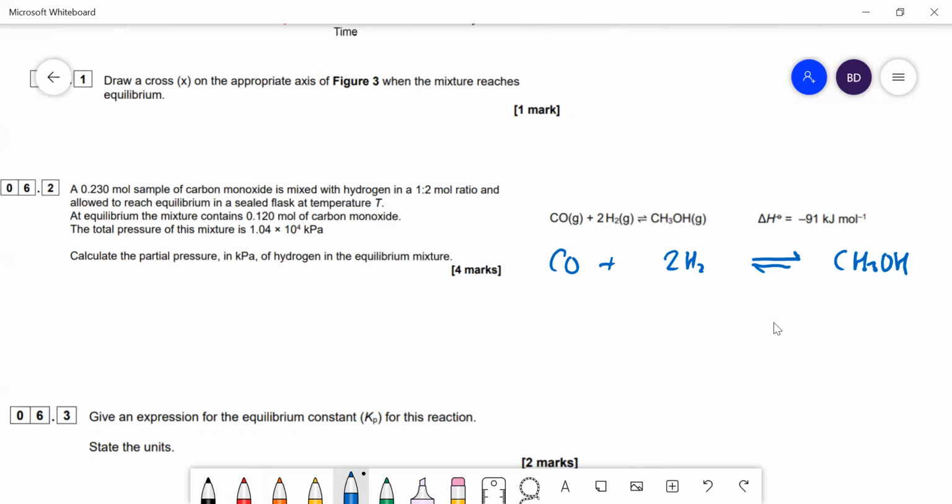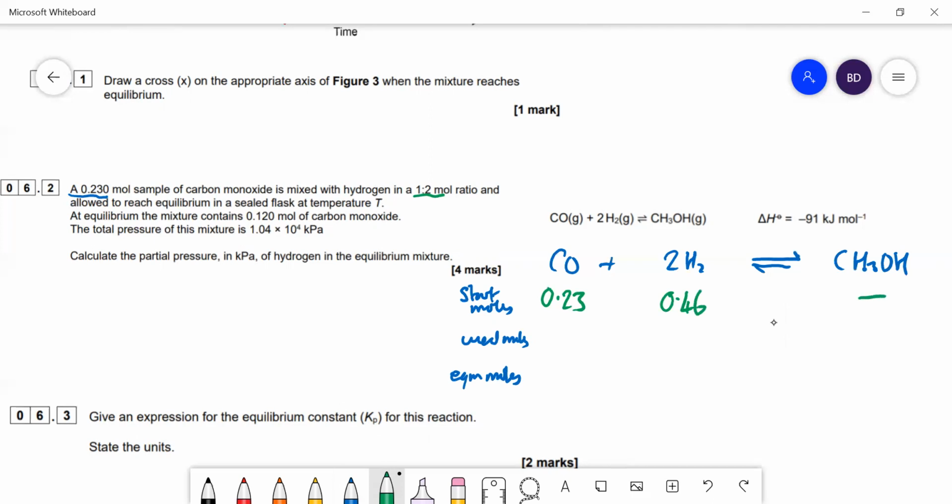And I'm going to write down here start moles, used moles, and equilibrium moles. Right, now it says here we've got 0.23 moles of carbon monoxide at the start. And then in a 1:2 ratio with the hydrogen, that means we must have 0.46 of hydrogen at the start, and we haven't got any methanol.